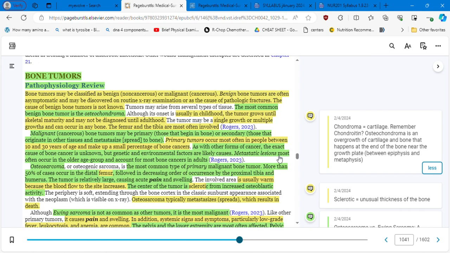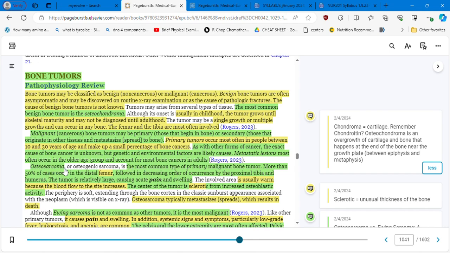Metastatic lesions most often occur in the older age group and account for most bone cancers in adults. So these elderly patients have an immune system that is compromised. It could be because of chronic conditions, it could be because of medications, it could be because they are aging, right? So the immune system is not as strong as before. They are the ones who are having most metastatic lesions and most bone cancers in adults.